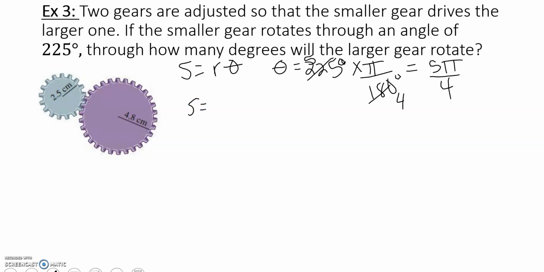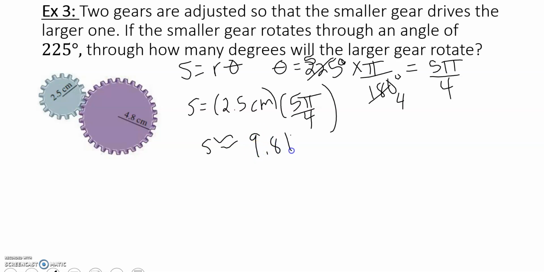So now we can figure out the distance that the smaller gear turns by doing the radius, which is 2.5, and that's centimeters, times 5 pi over 4. So you will plug that in your calculator, 2.5 times 5 pi, and divide that by 4, and you get that the smaller gear turns approximately 9.817477042.